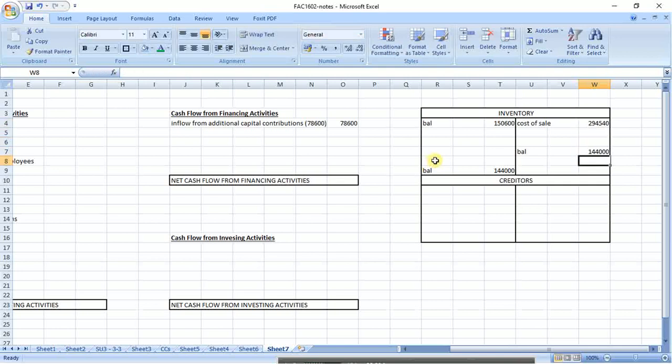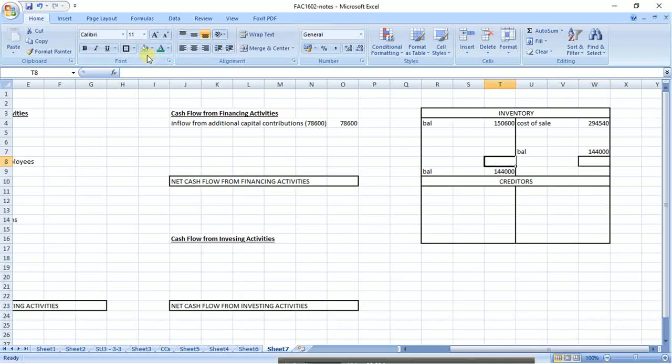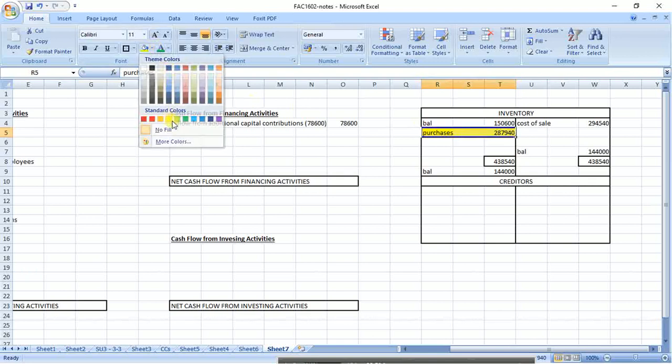Okay, so which side's bigger here? This side would be bigger, so we would expect that to be the bigger total. So we would add up those two amounts. You don't have to be given these figures, remember? What's the total? 438,540. Okay, and then this minus that gives me what? The purchases. Are the purchases 287,940? Is it? Check it. Yeah, 287,940.